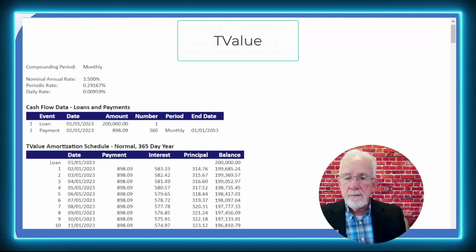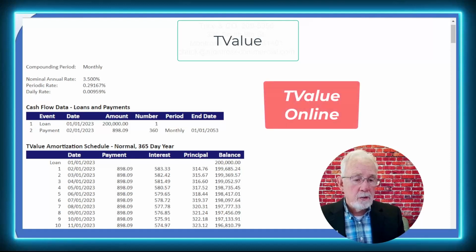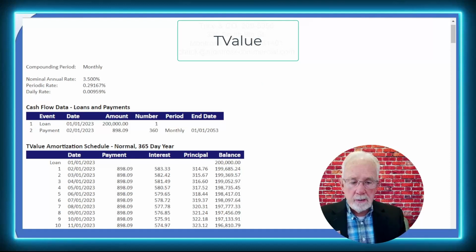This is the T-Value Online amortization software, and it's a really good piece of software to have, and it only costs about $65 a year, and I use it all the time.